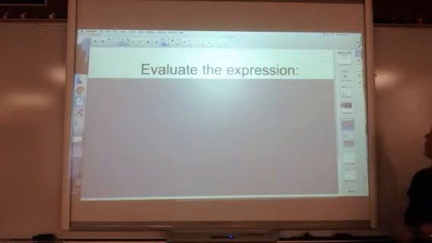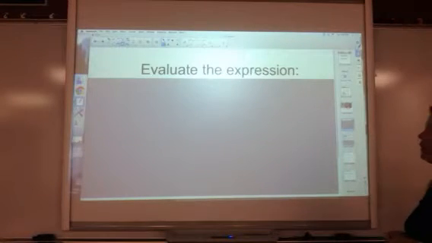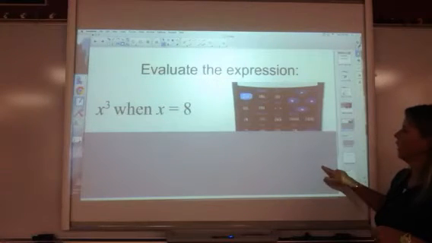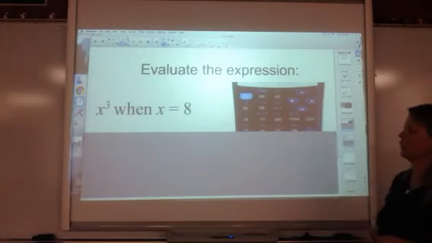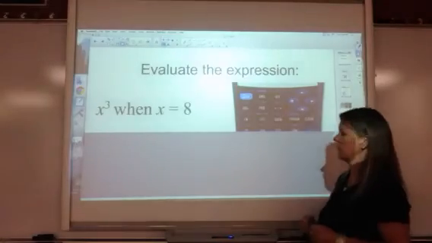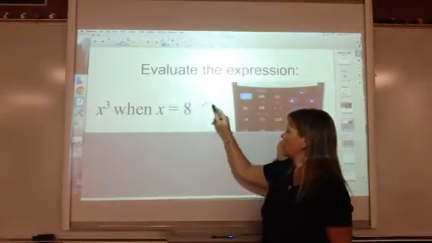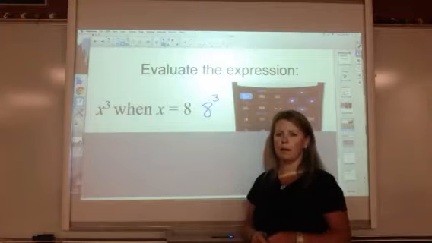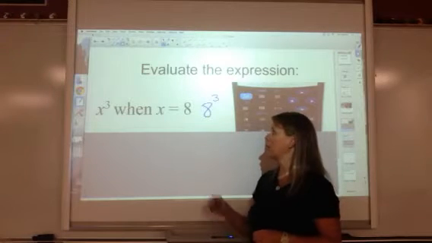Alright, moving on. This would be a lot of what your assignment will start to look like. Evaluate the expression x to the cubed, and I'm going to show you this calculator in a minute. X cubed, not to the cubed, x cubed, or x to the third, when x equals 8. The work you would show is 8 exponent 3, or 8 cubed, or 8 to the third power.